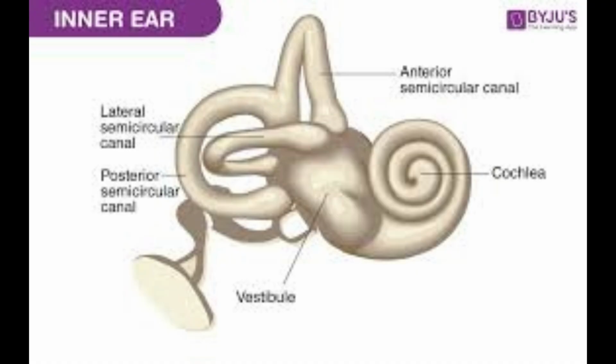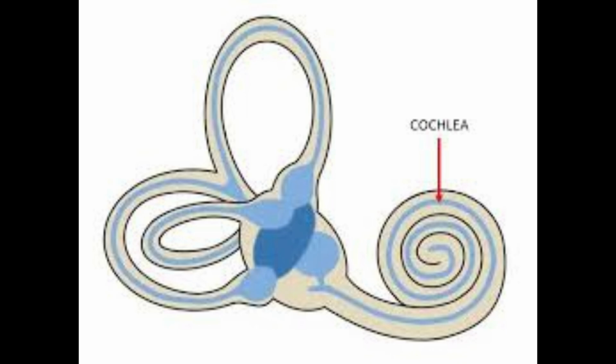The semicircular canals. The semicircular canals are three tiny fluid-filled tubes in the inner ear that help you keep your balance. When your head moves around, the liquid inside the semicircular canals sloshes around and moves the tiny hairs that line each canal.